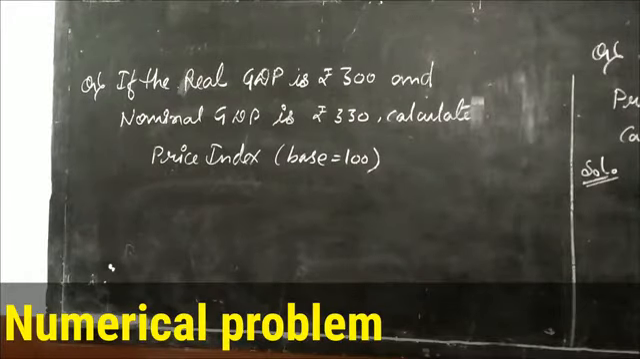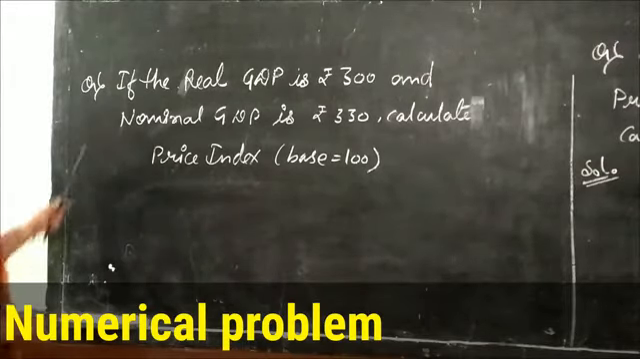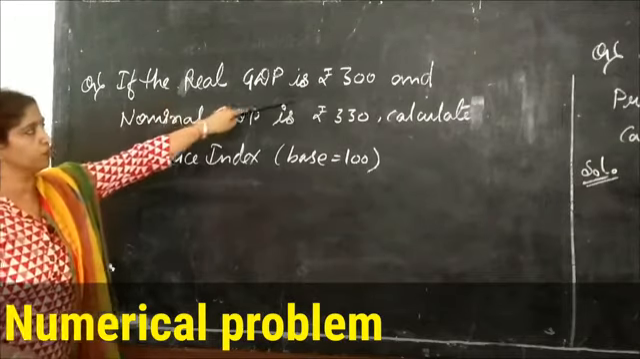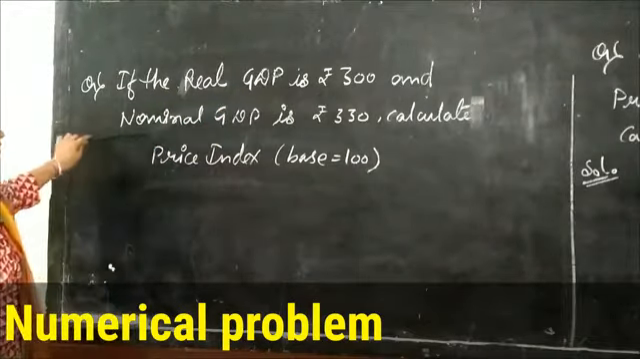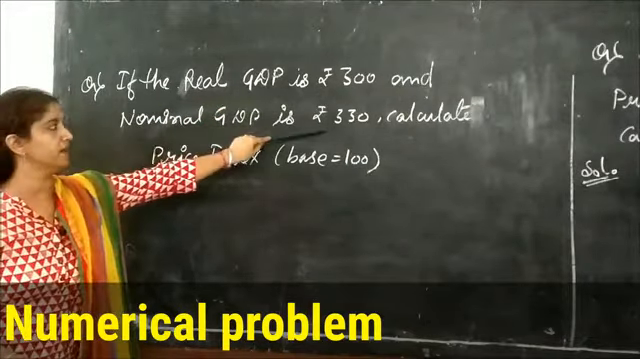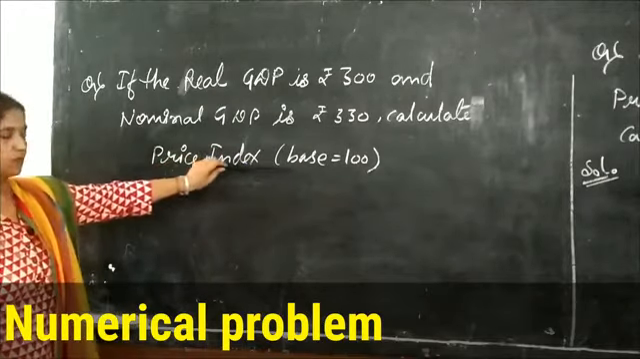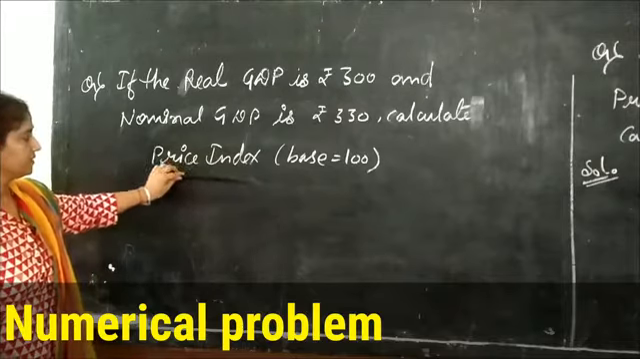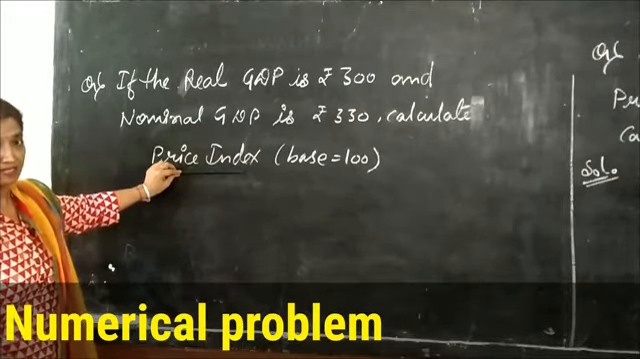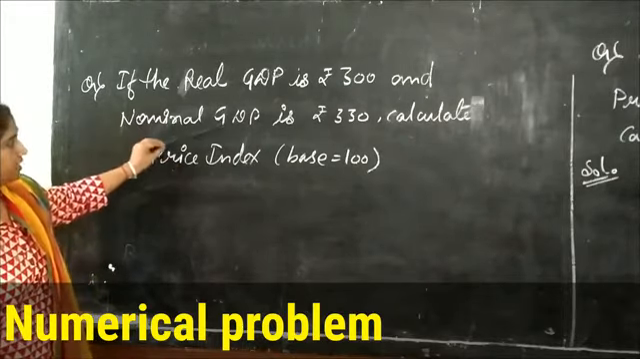One question for self-assessment of students. If the real GDP is rupees 300 and the nominal GDP is rupees 330, then calculate the price index with base 100. It means you have to calculate the price index or GDP deflator.